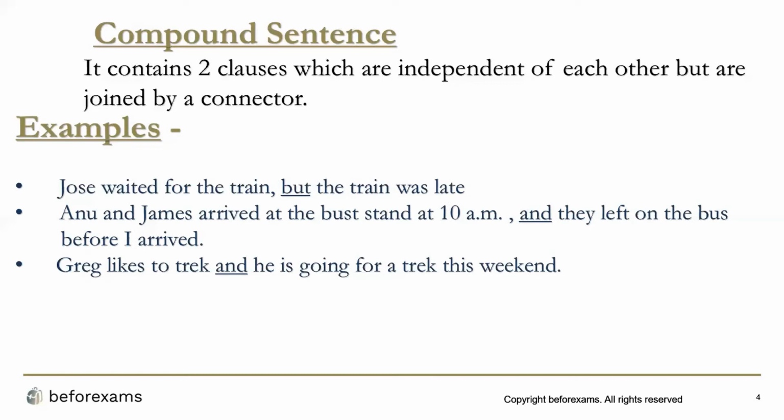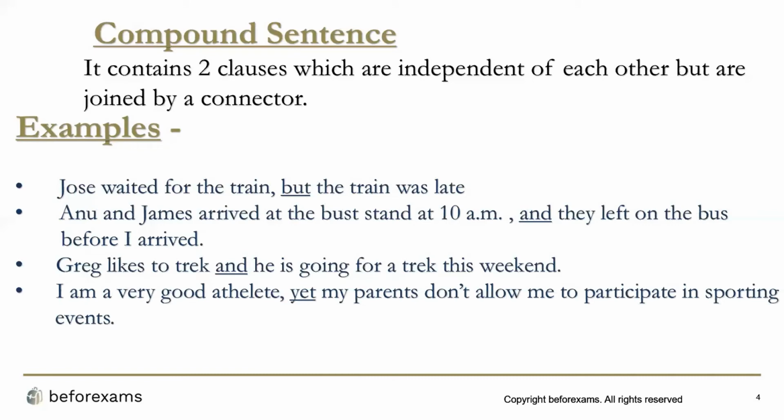So these are the type of compound sentences in which there are two independent clauses, that is, there are two independent pieces of information and they are complete in itself if I do not use a connector. But if I use a connector, I join those two sentences. Again, I am a very good athlete, yet my parents don't allow me to participate in sporting events. So I am using two sentences here and I am connecting these two sentences with the connector yet.